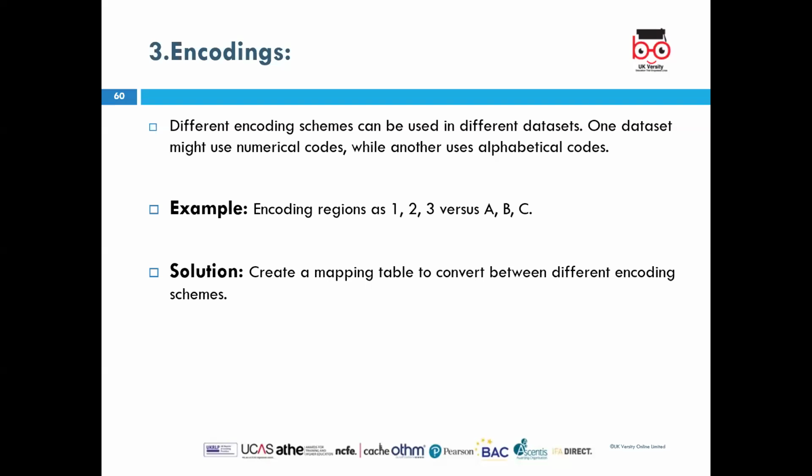Encoding, where we look at different encoding schemes which can be used in different datasets. So one dataset might use numerical codes, while another one will include alphabetical codes. So the solution for this will be creating a mapping table to convert between different encoding schemes.